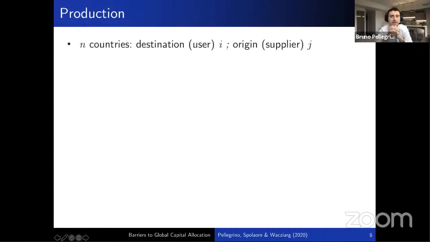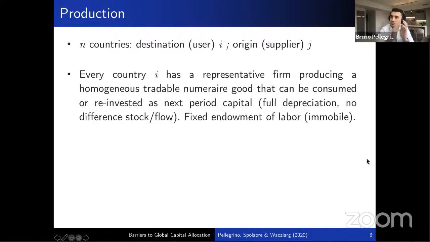In our model, there are N countries, and we use the subscript I to denote the country that uses the capital, the destination country, and the subscript J to denote the supplying country, that is, the investor country. Each country has a representative firm that produces a homogeneous tradable numeraire good that can be either consumed or reinvested as next period capital. Each country also has a fixed stock of labor that is immobile. So capital can move across countries, but labor cannot.